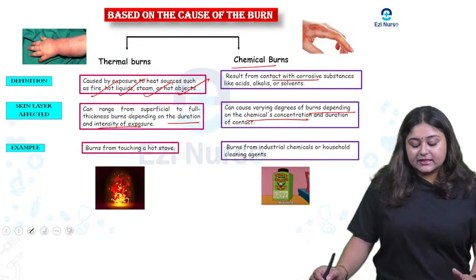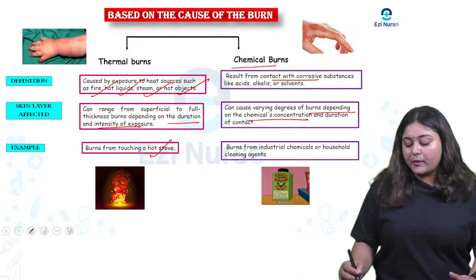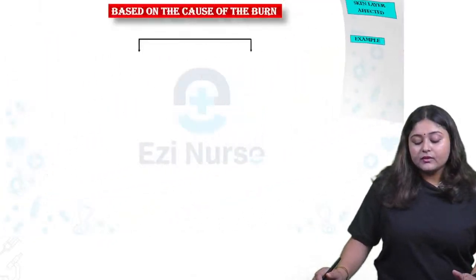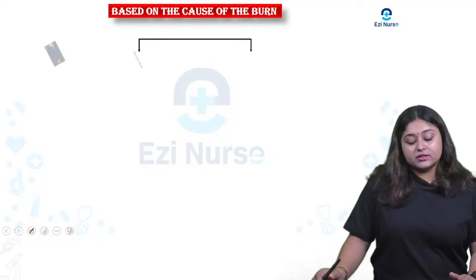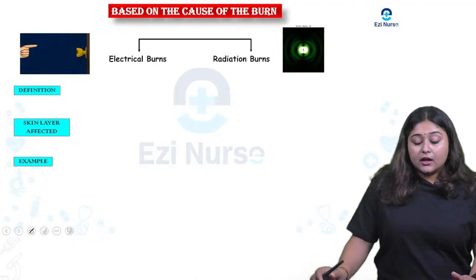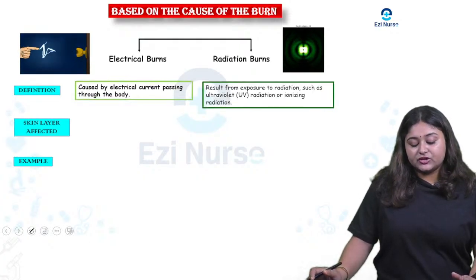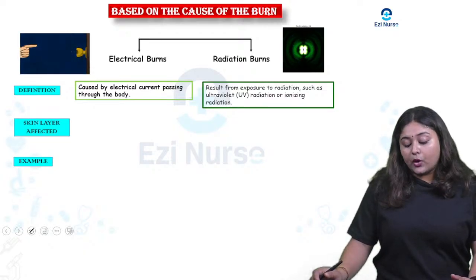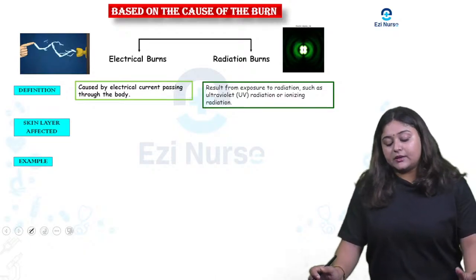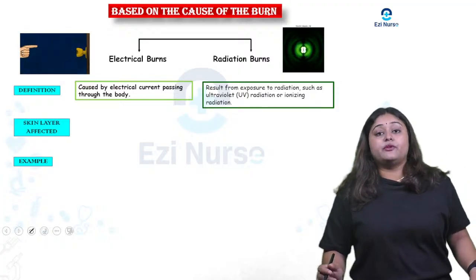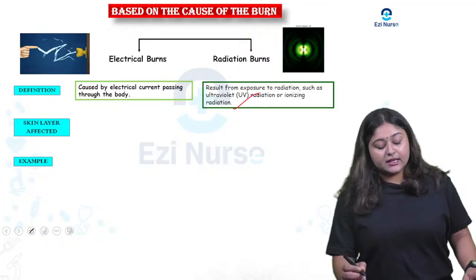Now come to the example: burns from touching a hot stove, and burns from industrial chemicals or household cleaning. Now come to the, based on cause of the burns, two more: electrical burns as well as the radiation burn. So definition: electrical burn is caused by the electrical current passing through the body, and radiation burn is nothing but a burn that results from exposure to radiation such as ultraviolet radiation or any ionizing radiation.